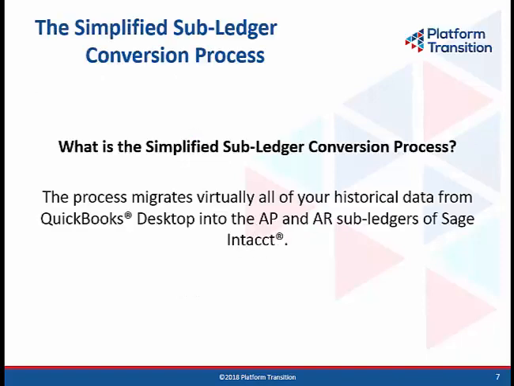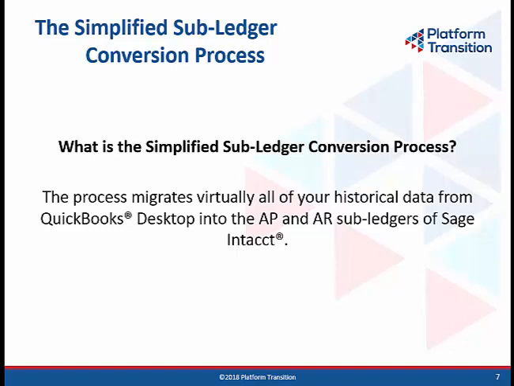Let's talk about the simplified subledger conversion process. This is a historical migration process that was born out of our GL detail process, but instead of loading all the detail at the level of the general ledger, we have optimized the process to load the detail at the level of the subledger, in this case, the accounts payable and accounts receivable subledgers.